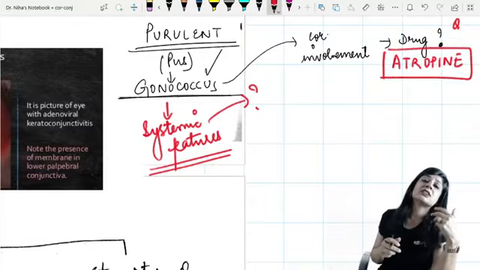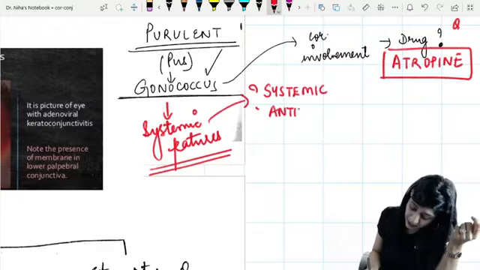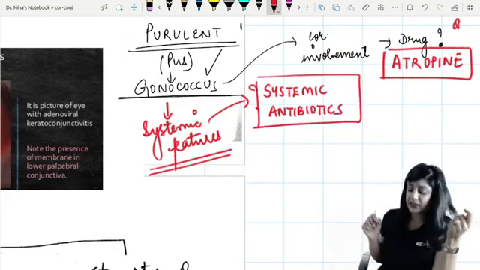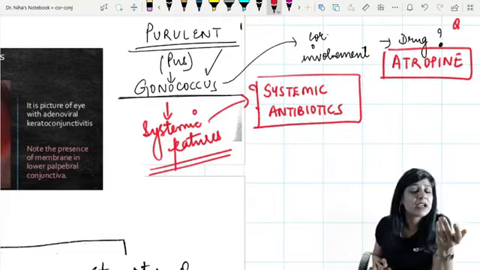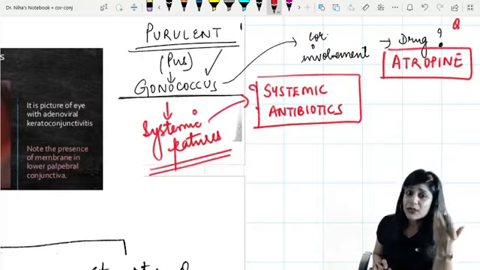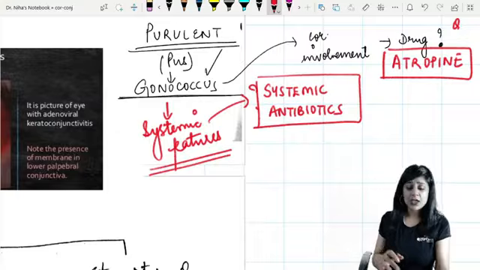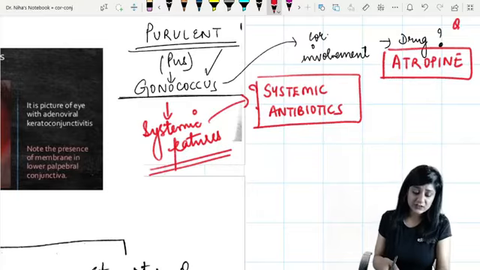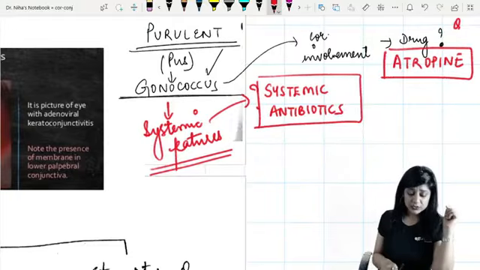Second thing, because it is having the systemic features also, therefore we give the systemic antibiotics. So most of the times we are giving just the topical antibiotics, but in cases of the gonorrheal infection we can give the systemic antibiotics also. We have to give the systemic antibiotics because here we are having the systemic infection also, while other places we are just giving the topical antibiotics. Okay, all right.